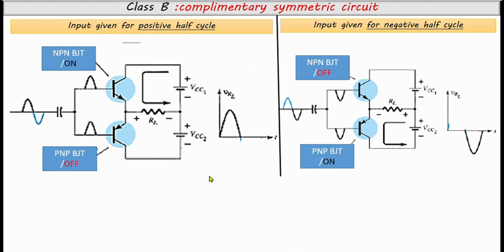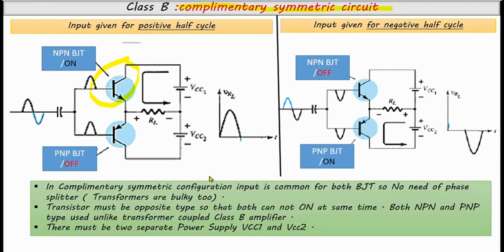There is another method also to get a class B amplifier. This other method is called the complementary symmetric circuit. In a complementary symmetric circuit we don't use a transformer, we use two types of BJT. This is an NPN BJT and this is a PNP BJT. This type of configuration is called complementary symmetric. In this configuration the input is common for both BJTs, but the types of BJT must be different. If we are using NPN, then the other must be PNP.